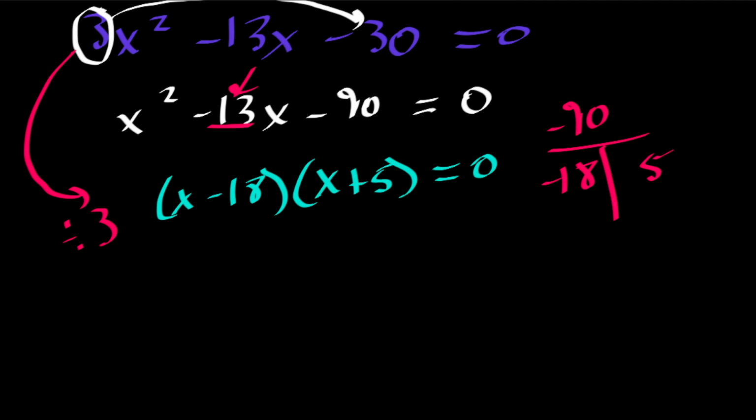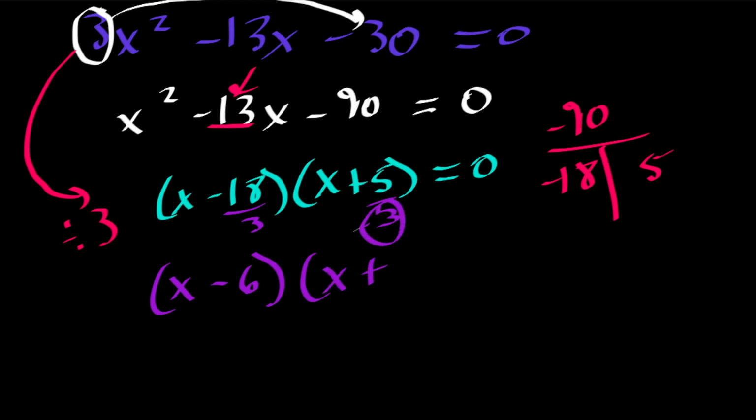So now, once again, we need to come back and divide by 3. And x minus 18 divided by 3 is 6. And watch what I do here. So x plus 5 over 3. 5 over 3 won't divide evenly. However, don't move 3 in front of x. Keep it under 5. Because we're solving here, we're not just factoring.